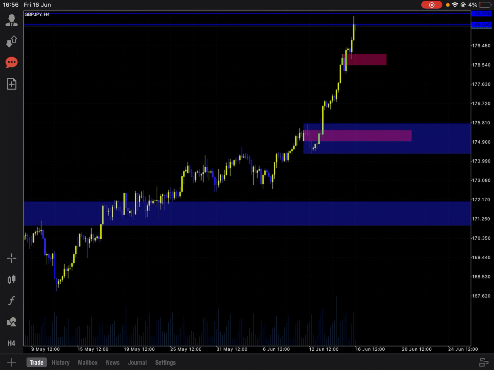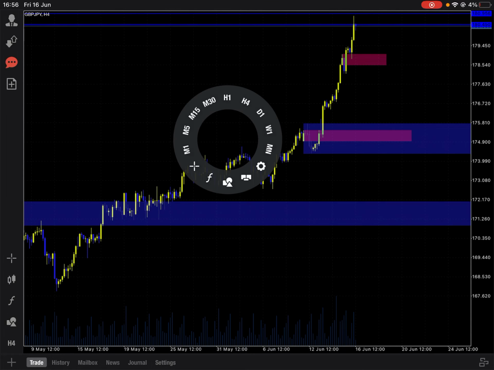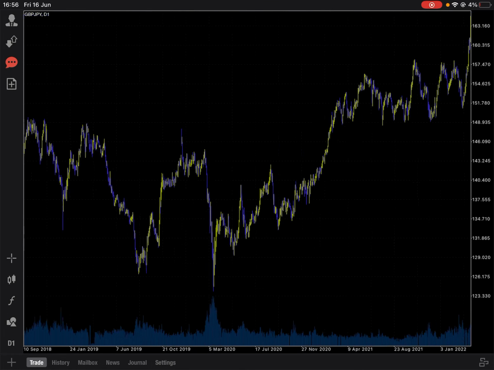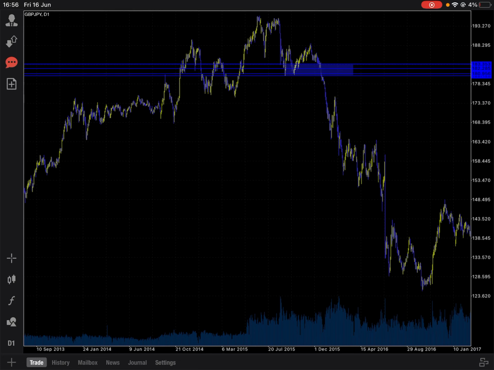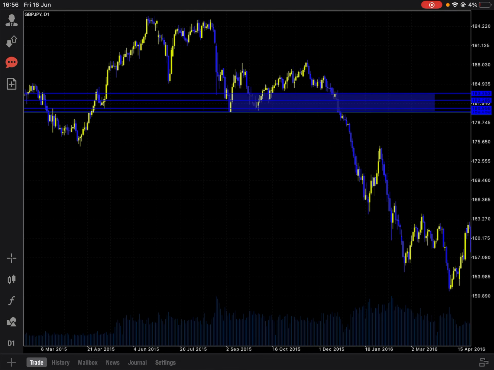Last but not least, GJ. Also a very interesting pair that's happening because the price has not been in this range since... what year is this?